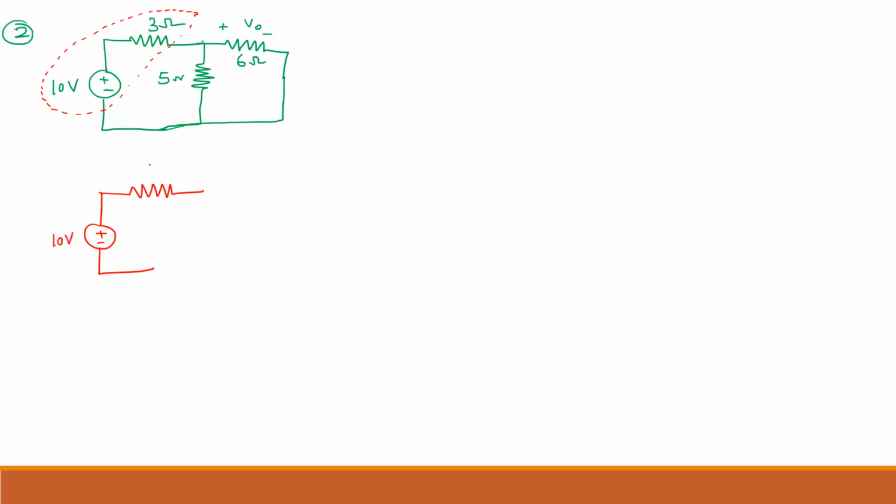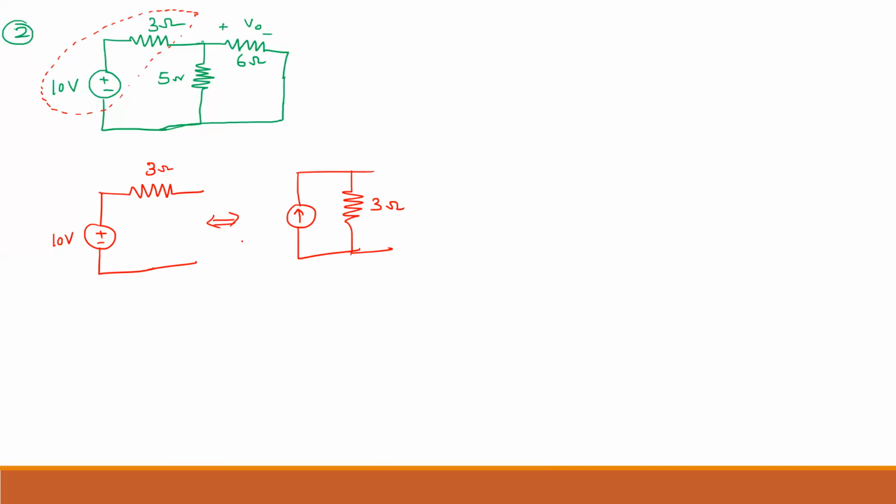This is 10 volt and 3 ohm. This one I will convert to a current source with a parallel resistor. What is the resistance? 3 ohm will come over here. Now remember the direction of current. Where is the positive terminal here? The positive terminal is located on the top, so the current will go upward. If the positive terminal is below, then the current will go downward.